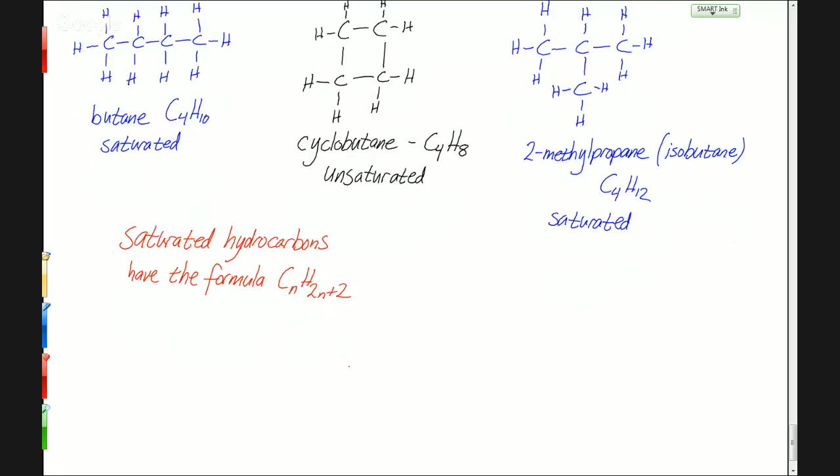So if we had something like this, we have butane, but we put a double bond in there, like that. Now we can't fit as many hydrogens in anymore because each carbon, again, needs 4 bonds. And if we count that up, that's called 1-butene. We'll get into that naming in a minute. But if we count that up, that's also C4H8, which makes it unsaturated.